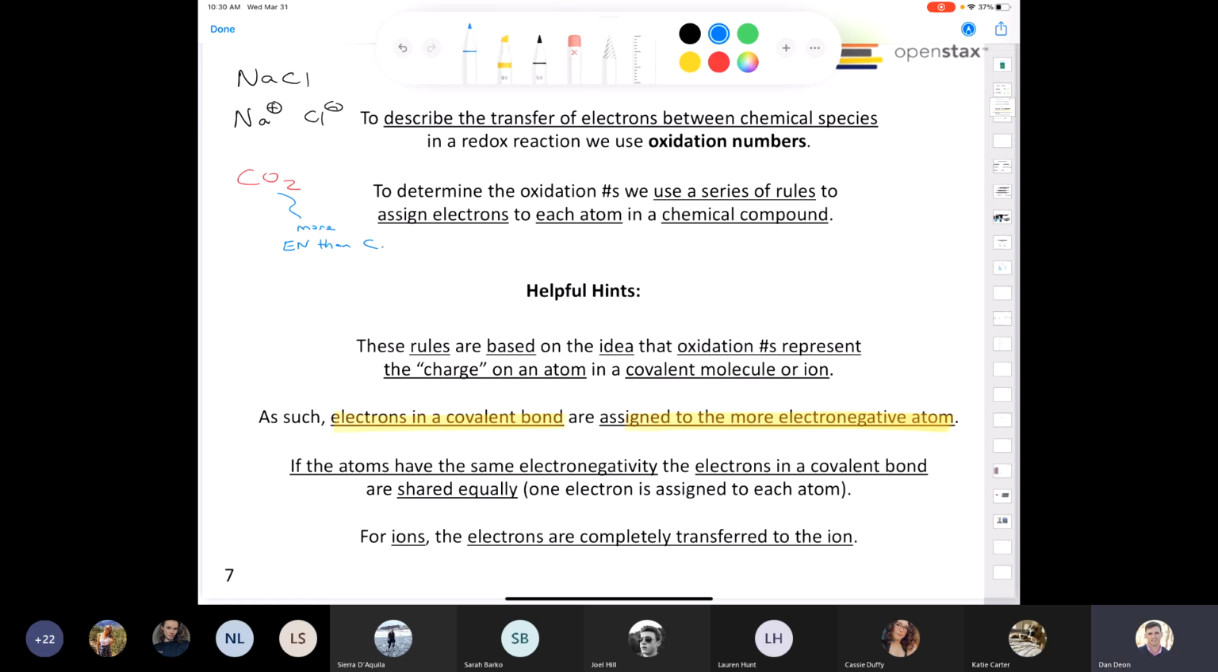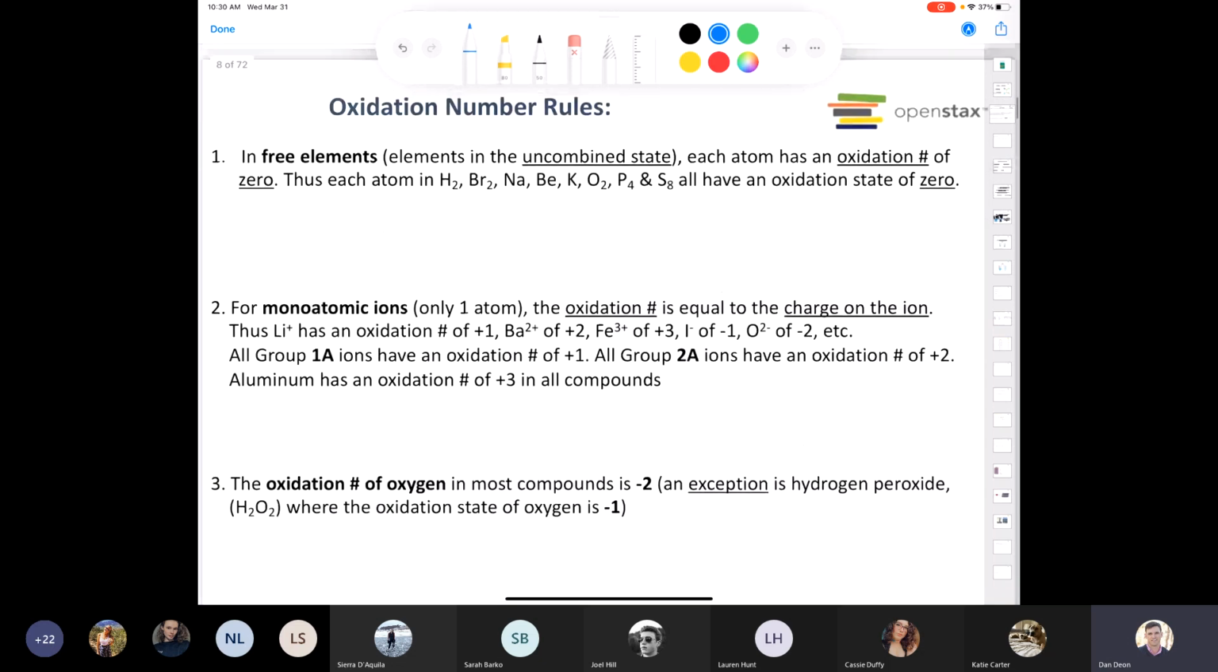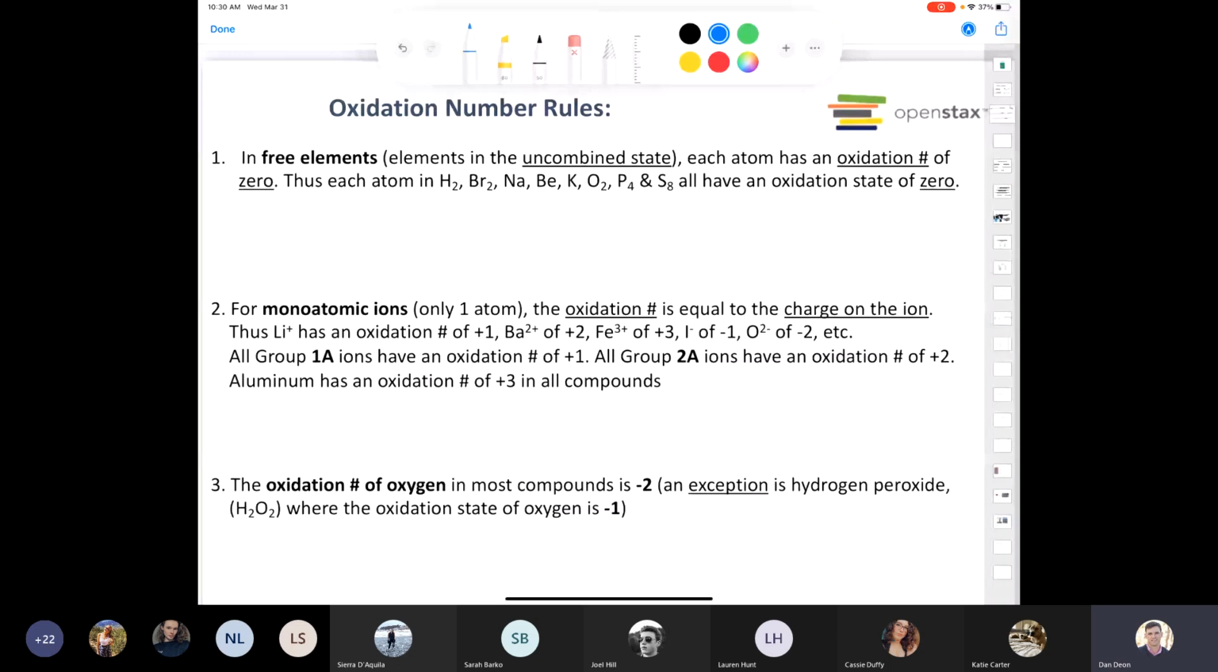So we assume that even though we have a covalent compound, we treat it as if it's an ionic compound. And if it's an ionic compound like sodium chloride, then electrons are totally transferred anyway. Let me show you the rules, then we'll take a look at a couple of practice problems. If you have a free element, so any element that's in its uncombined standard state, hydrogen, bromine, sodium, beryllium, whatever we have here, they have an oxidation state of 0.